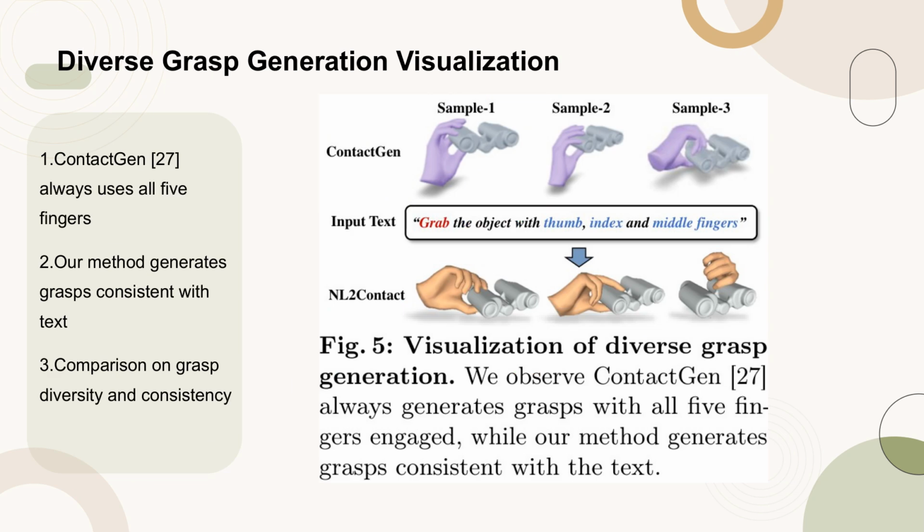Figure 5 illustrates the differences in grasp generation between ContactGen 27 and our method. ContactGen consistently produces grasps where all 5 fingers are engaged, which can limit the diversity and specificity of the grasps. In contrast, our method is capable of generating grasps that are directly aligned with textual descriptions, offering more control and variability in the generated grasps. This visualization highlights the superiority of our method in producing grasps that are not only diverse but also textually consistent, addressing a key limitation of existing methods like ContactGen.